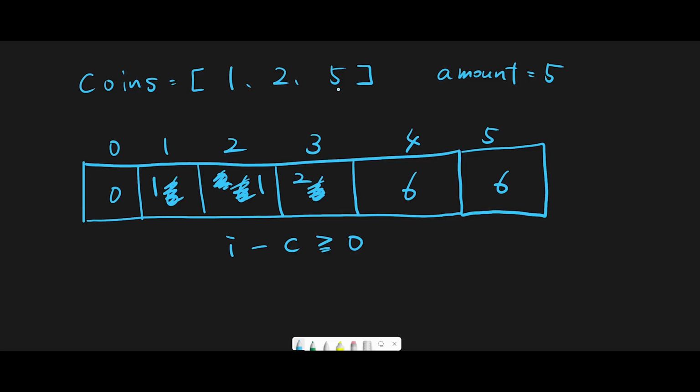And then move next, we find coin 5, and we cannot create amount 3 with coin 5, right? So we don't meet this condition. 3 minus 5 is minus 2, so that's why we skip.